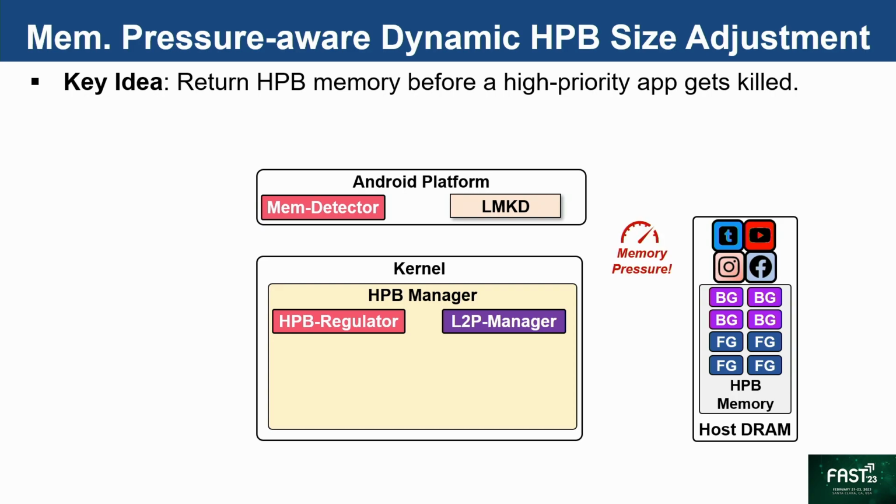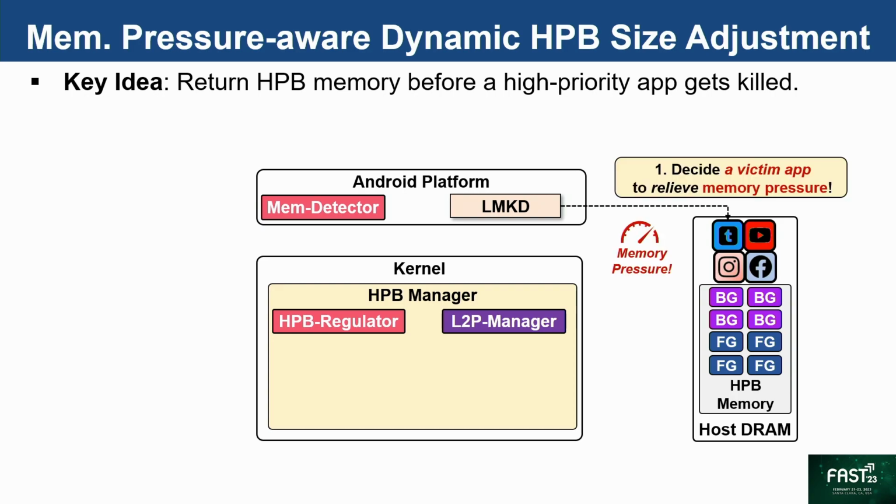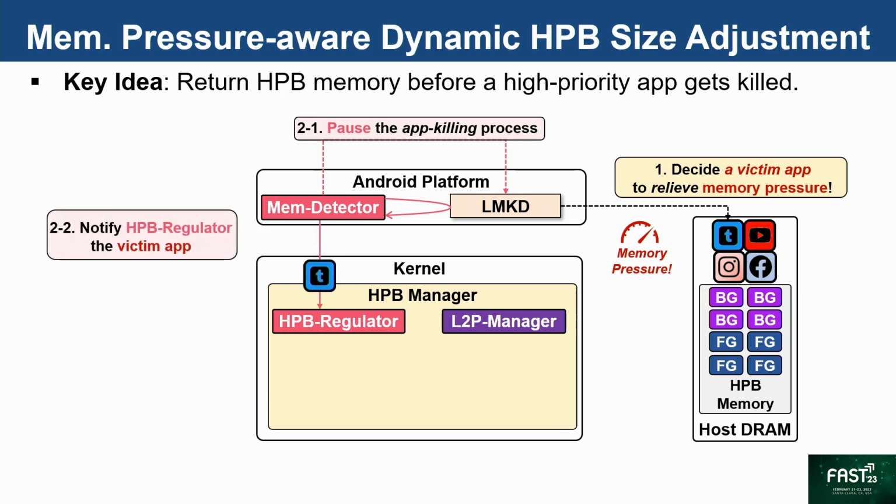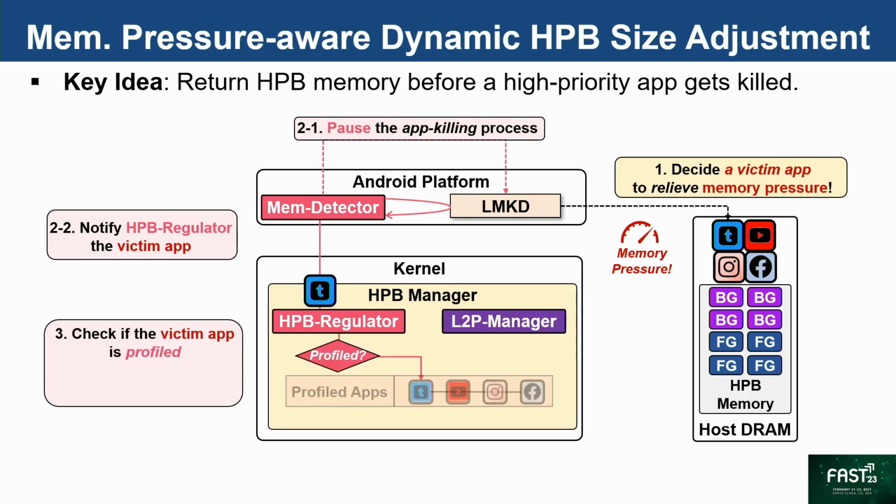Whenever the system suffers from memory pressure, LMKD decides on a victim app to kill to relieve memory pressure. In such a case, the mem detector first pauses the app killing process and notifies the HPB regulator of the LMKD selected victim app. Then the HPB regulator decides how important the victim app is by checking the apps in the profile list. If the victim app exists in the list, it is regarded as an important app. In other words, a user recently used interactive app.